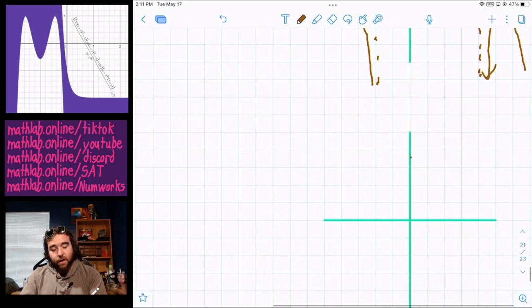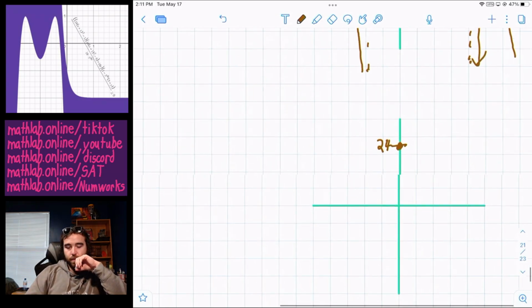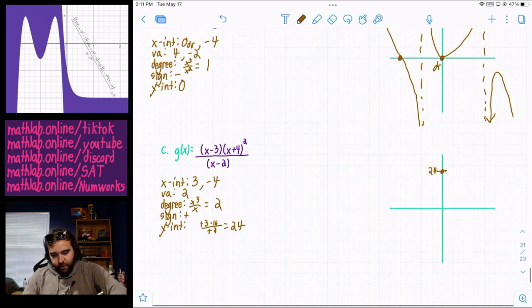So remember, we don't need to count 24. I can't count that high anyway. We'll just put a 24 right there. And then what else do we have? We have the x-intercept of 3 and -4. Double roots? Yeah, that's a double root. We got the vertical asymptote at 2.